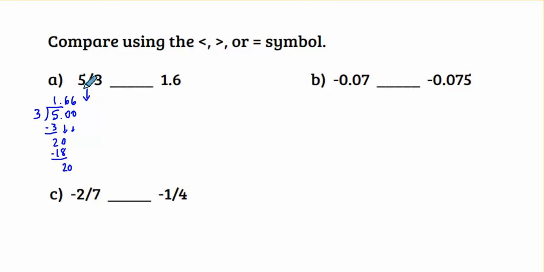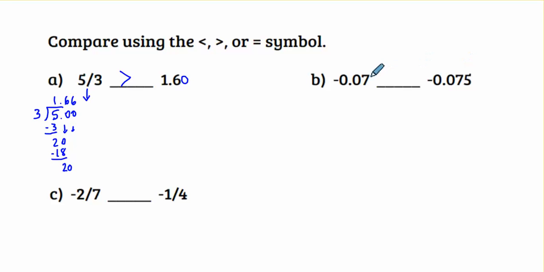So this is the same thing as 1.66666, or 1.6 repeating. I'm going to leave it like this because it makes it easier to compare. If I put a 0 at the end of this one, what is bigger? 1 and 66 hundredths or 1 and 60 hundredths? Obviously the 66 hundredths is going to be larger. Which brings us to B.